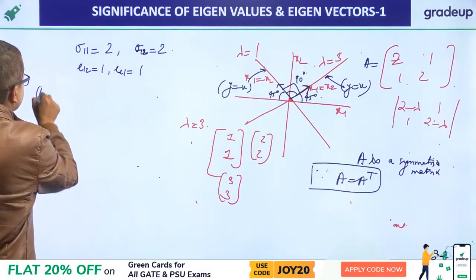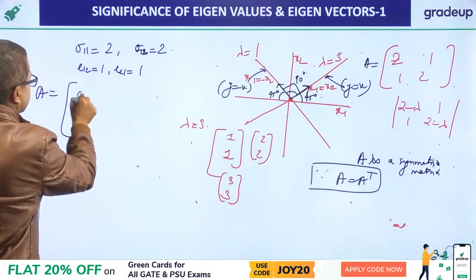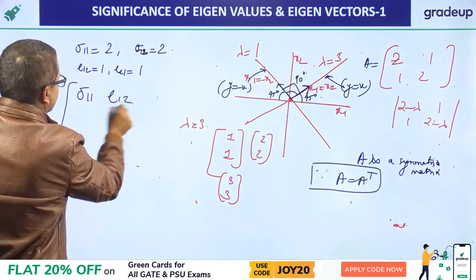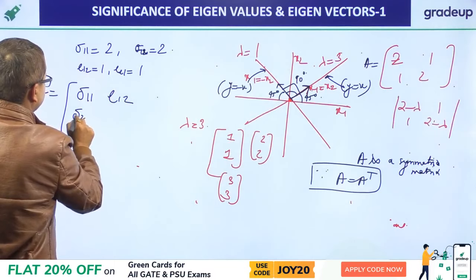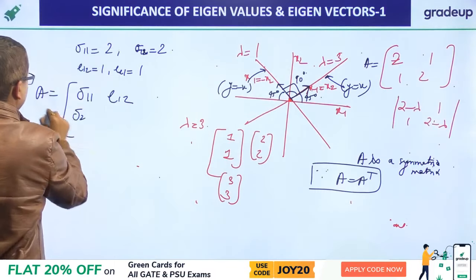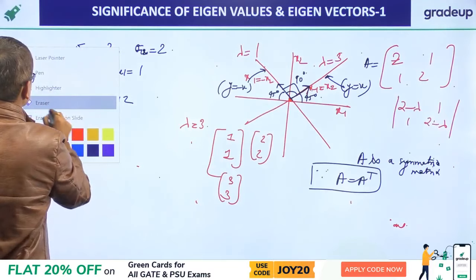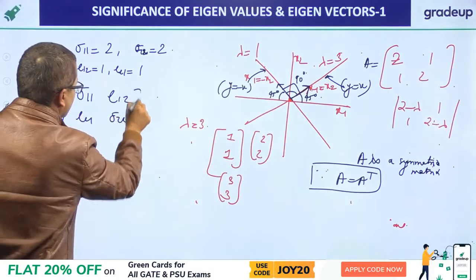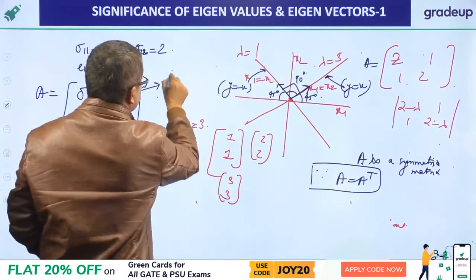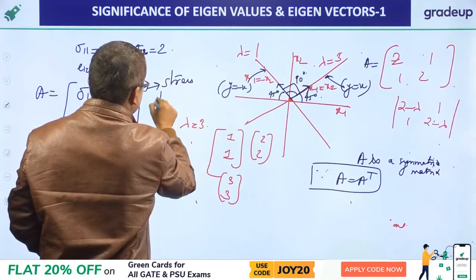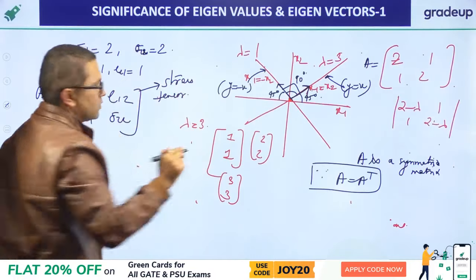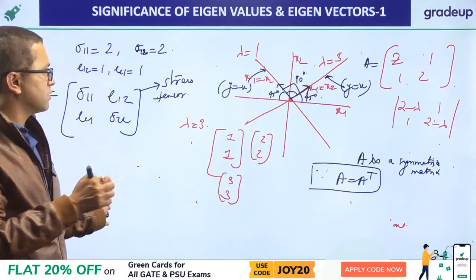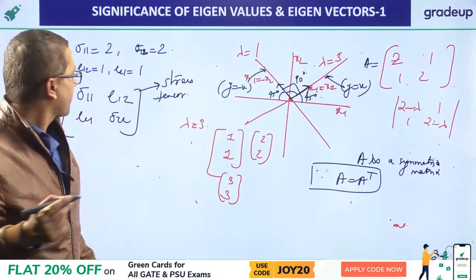Then let's write a matrix like this: sigma 1 1, tau 1 2, tau 2 1, sigma 2 2. This is the stress tensor. This hopefully you will read in strength of material, but yes, let's talk about this. Let's talk about real life examples.